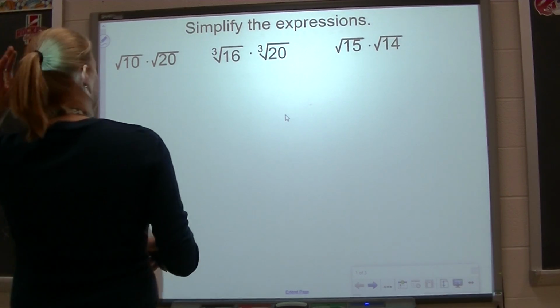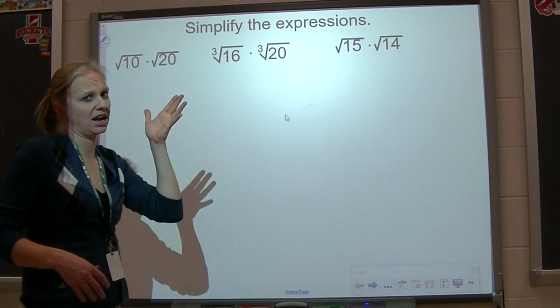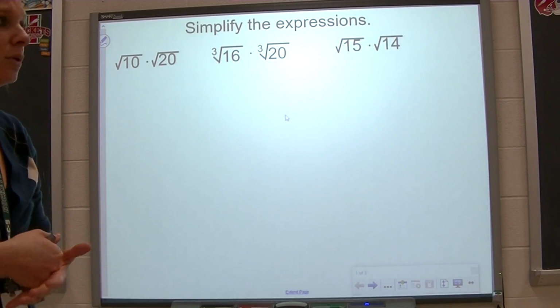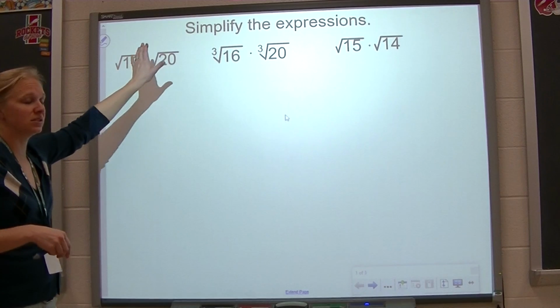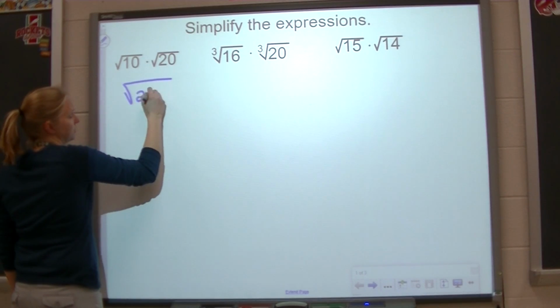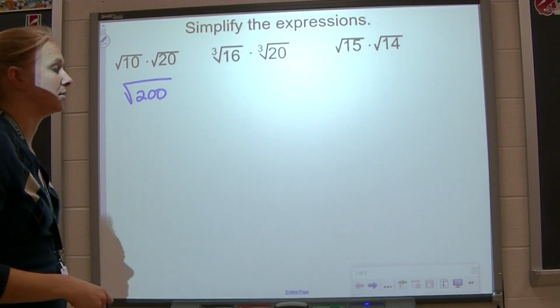Now, in order to multiply radicals, first off, these have to be square roots. Like I can't multiply a square root and a cube root with each other. I have to multiply 2 square roots. So I can do this. So I can do square root of 10 times the square root of 20. And that's going to be the square root of 200. And then I know that that can simplify further.